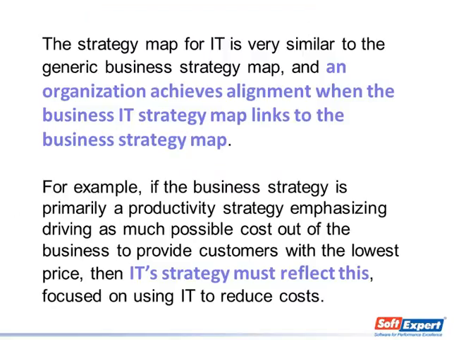The strategy map for IT is very similar to the generic business strategy map, and an organization achieves alignment when the business IT strategy map links to the business strategy map. For example, if the business strategy is primarily a productivity strategy emphasizing driving as much cost as possible out of the business to provide customers with the lowest price, then IT strategy must reflect this. Therefore, the IT strategy should also be a productivity strategy focused on using IT to reduce costs.